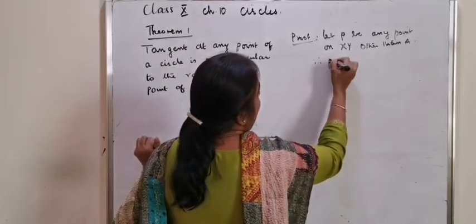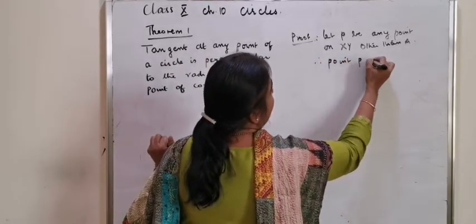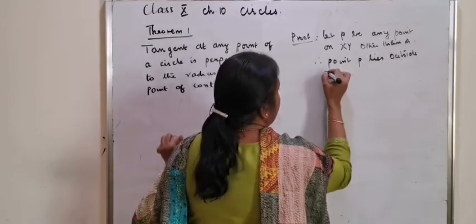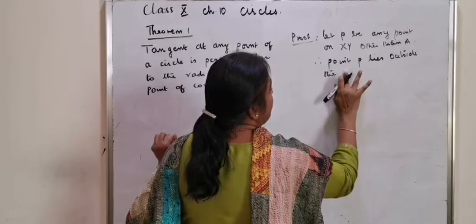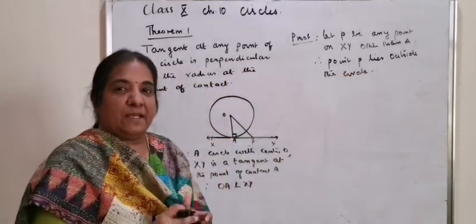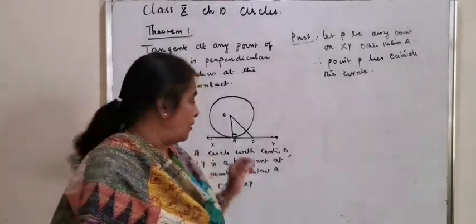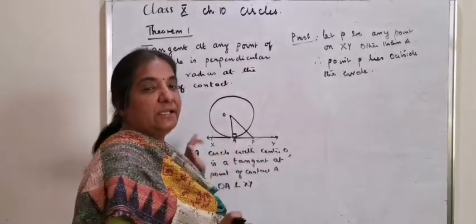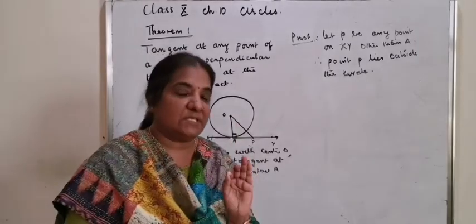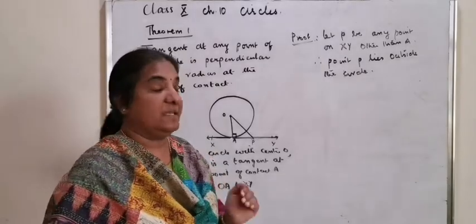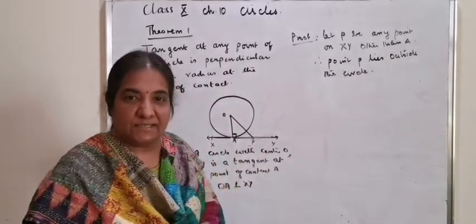Therefore, point P lies outside the circle. The point P cannot be on the circle because A is the only point on the tangent which is on the circle. What will happen if P is inside the circle?